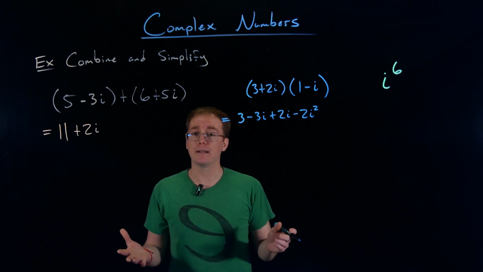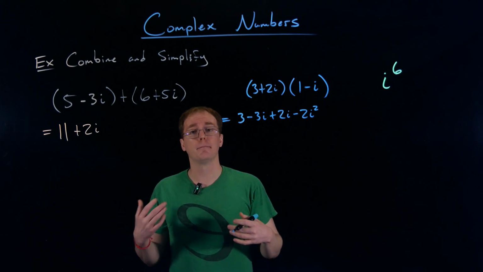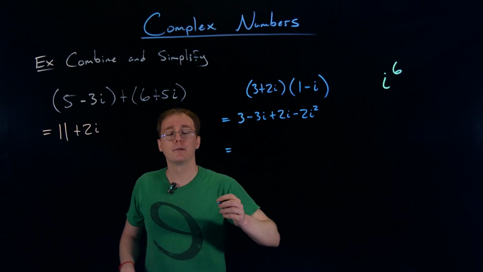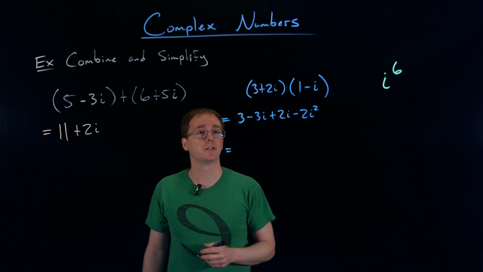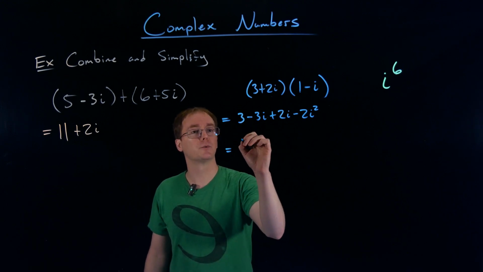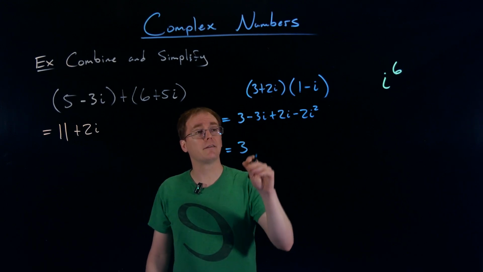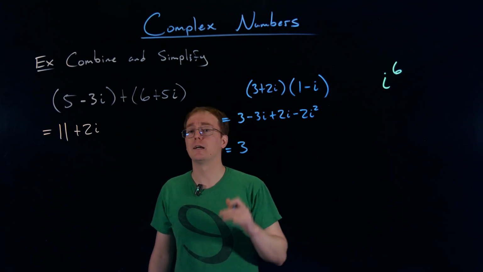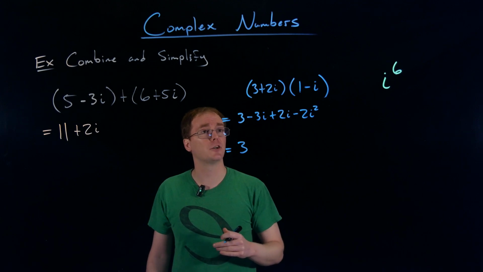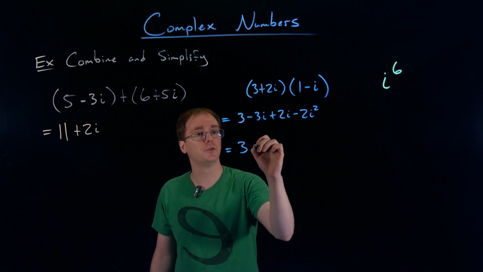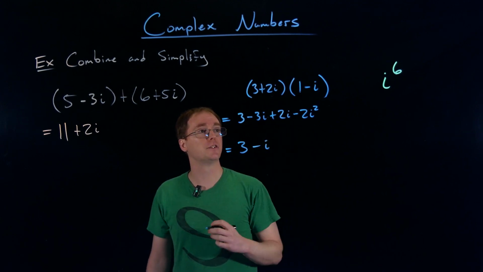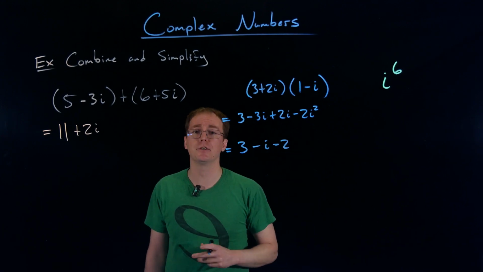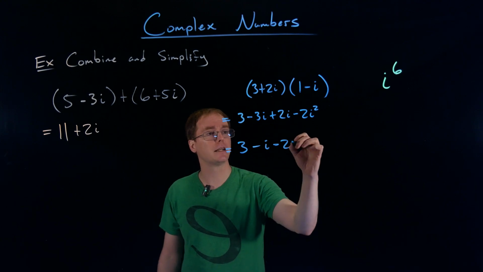So we have expanded everything here in this product by using the distributive property or foiling, but we're not quite done yet because we can combine some like terms to finish this off. So we have this real number 3. We have these two imaginary numbers, -3i and 2i. We can combine those together because they are like terms, and -3 plus 2 is -1, so that's -1i. And then our last term is -2 times i squared.